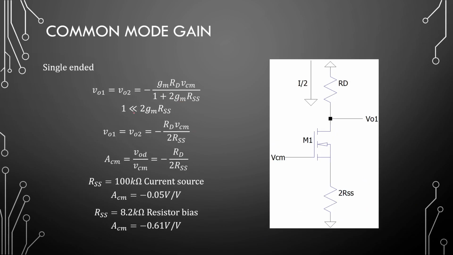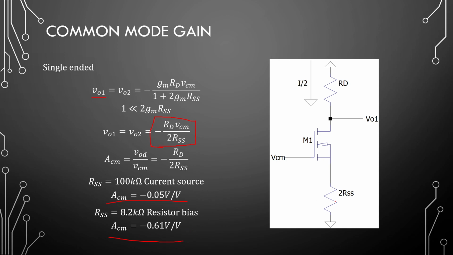So if we take a look at the common mode gain for just a single-ended output, whether you're taking V out 1 or V out 2, you are only looking at one output at a time. So it doesn't matter which one you're taking, the common mode gain will be RD over 2 times RSS and inverted. So looking at the common mode for single-ended, it will be 50 millivolts per volt for 100 kilo ohm, and for the 8.2 kilo ohm it will be 0.61 volts per volt.